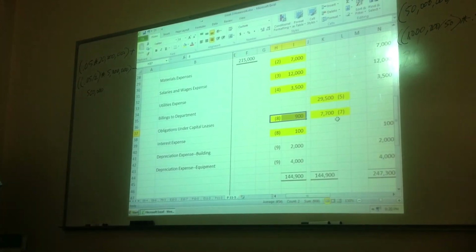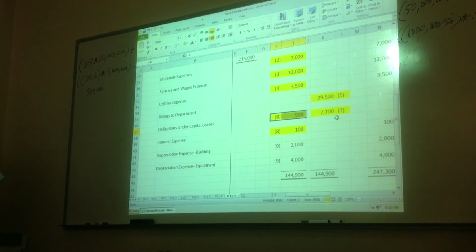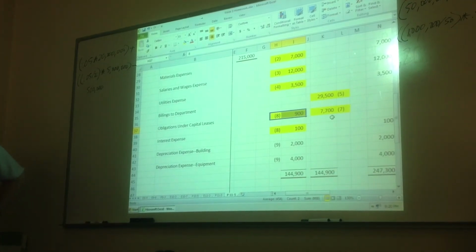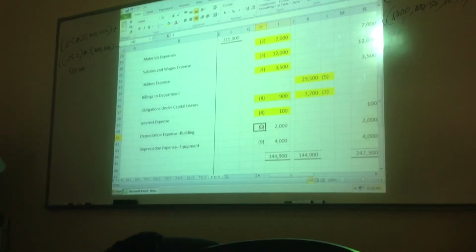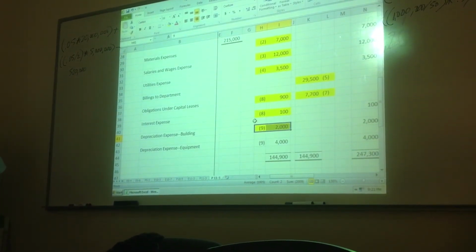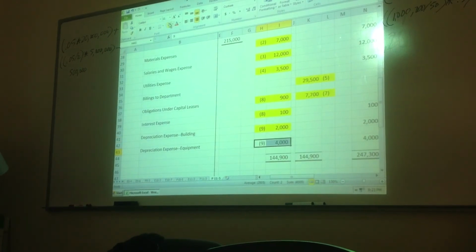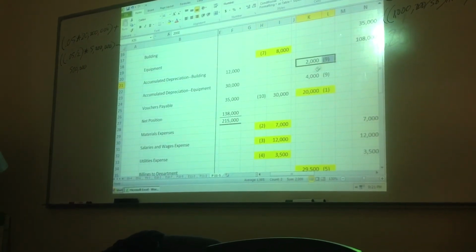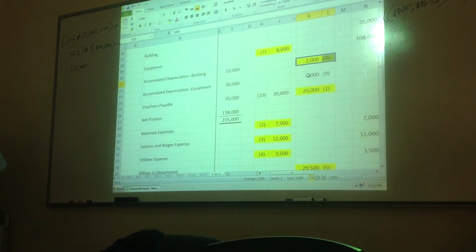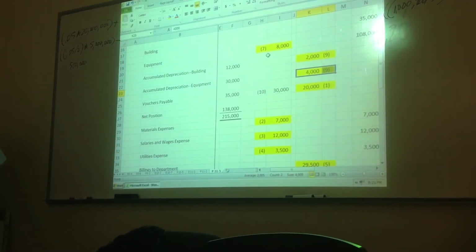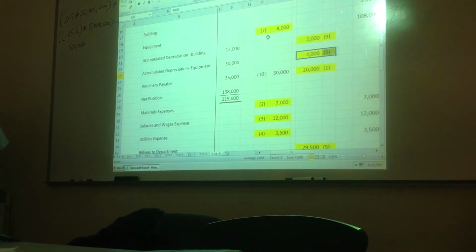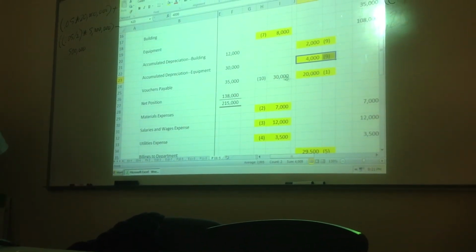Okay. Number 9. Depreciation on buildings and equipment. Buildings 2,000, equipment 4,000. You debit your expense accounts for both of them. Credit your accumulated depreciation. Right. Okay? Same as you would normally do. Number 10. Payments on vouchers payable, 30,000. Debit your vouchers payable and credit your cash. Okay?